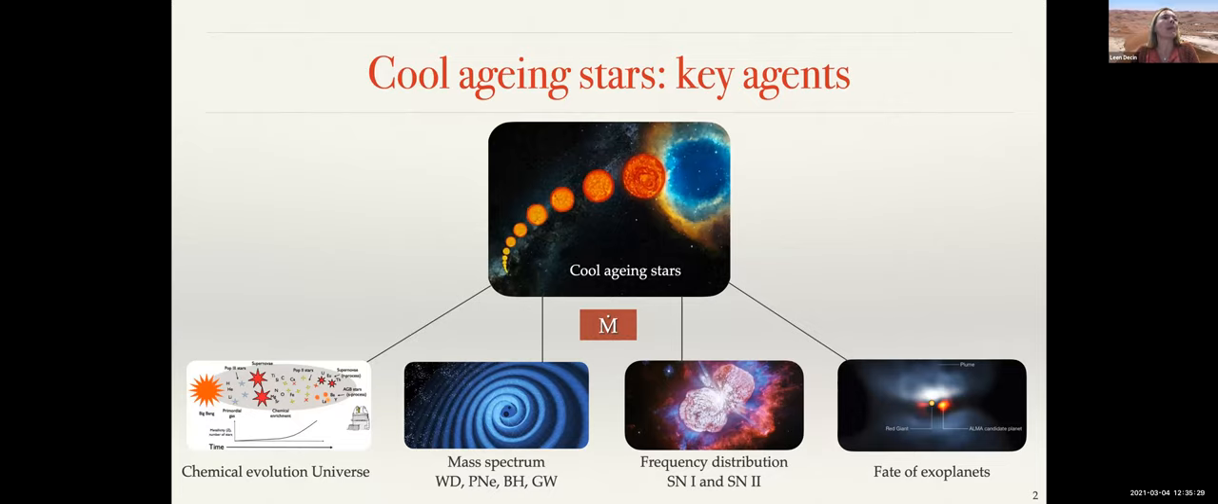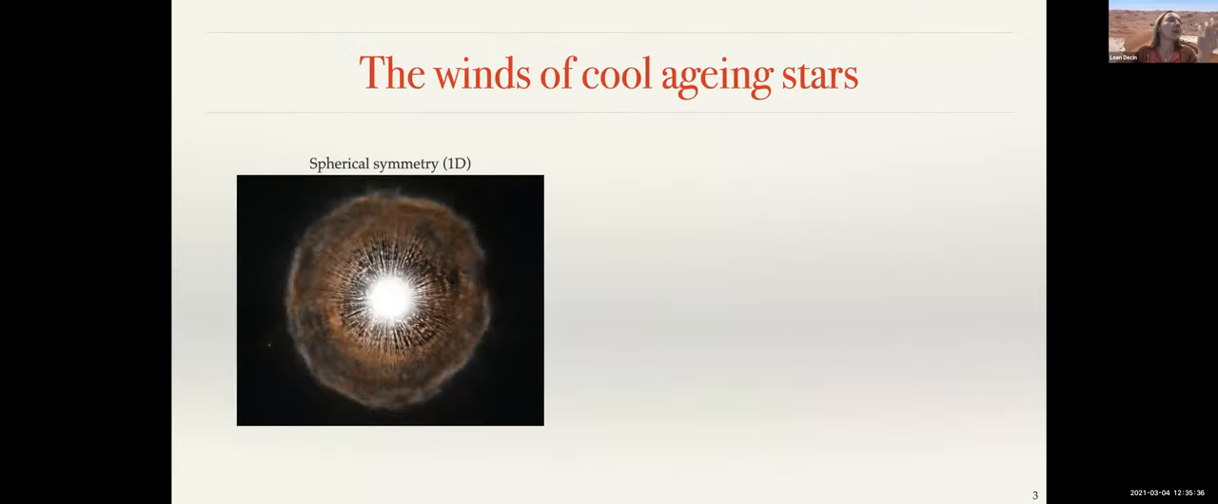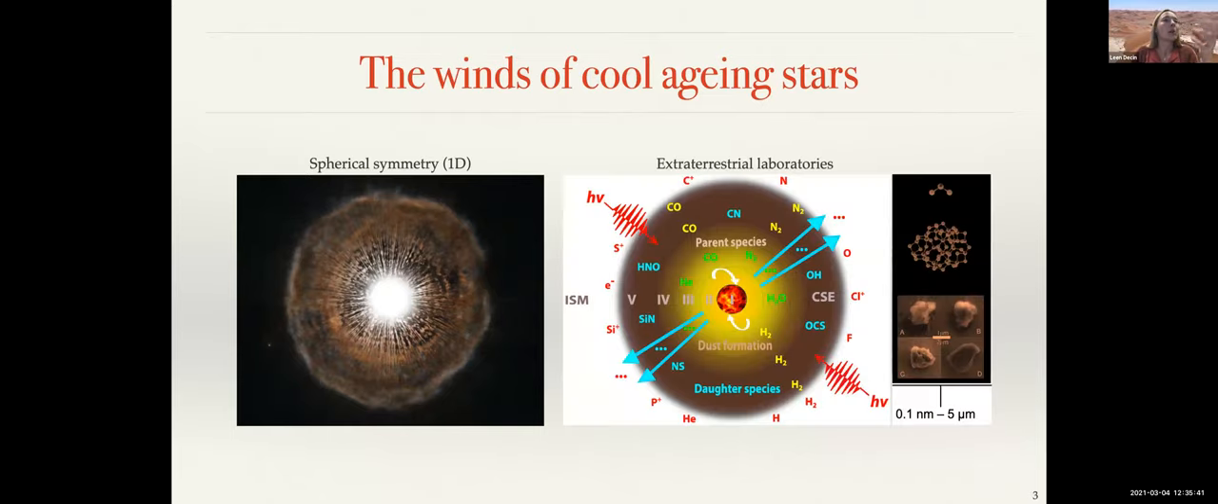Since for a long time, these cool aging stars were thought to be a little bit boring. We know how they look like. They are spherically symmetric. The good thing about them is that they have a lot of molecules. They form dust grains, and as such, they are very interesting chemical laboratories. And so we thought that we have various diagnostics, either from theoretical modeling, from observations and retrieval efforts, that we do know how these stars indeed are losing their mass and as such the mass loss rate.